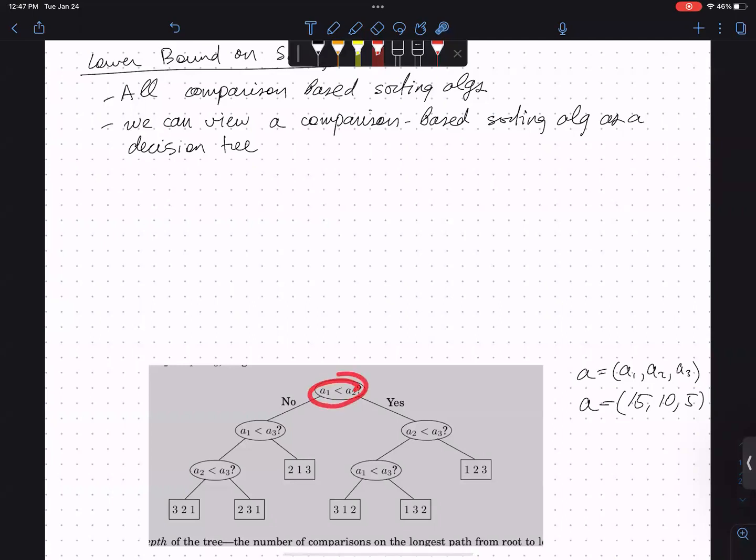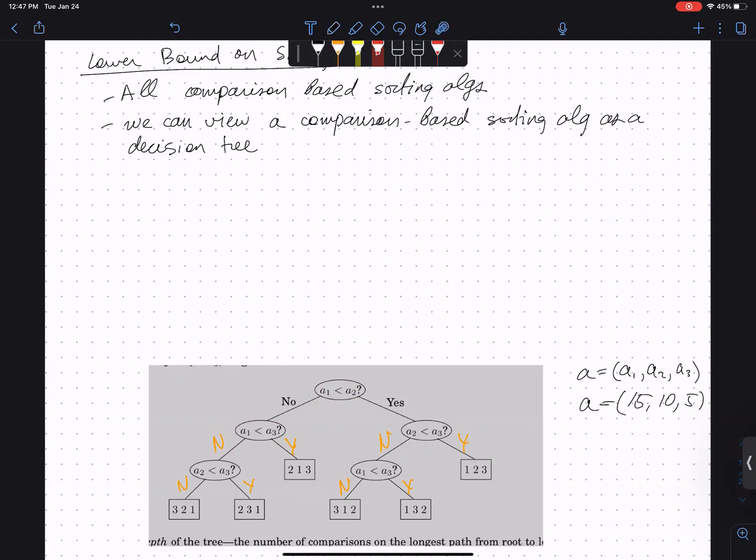Well, is A1 less than A2? No. So we go here. Is A1 less than A3? No. So we go to the left. This is no, this is yes. Left is no, right is yes.